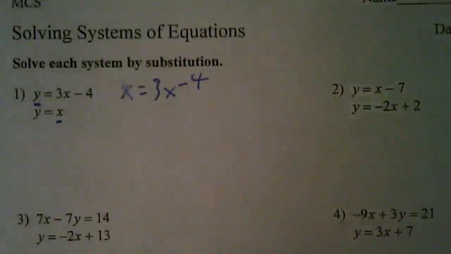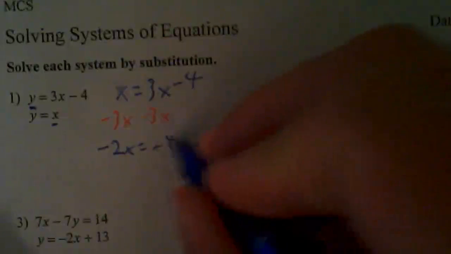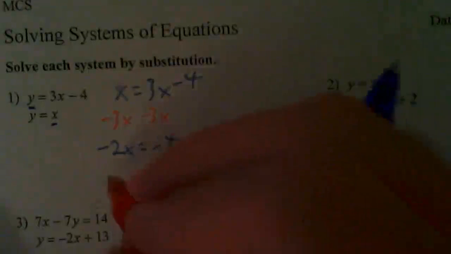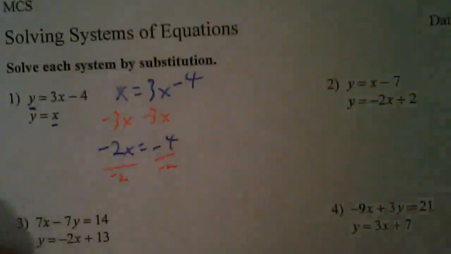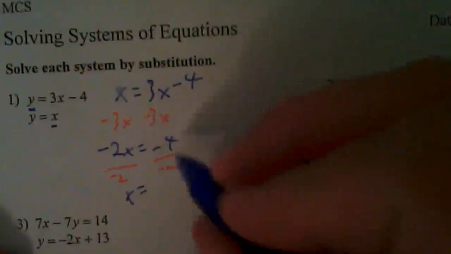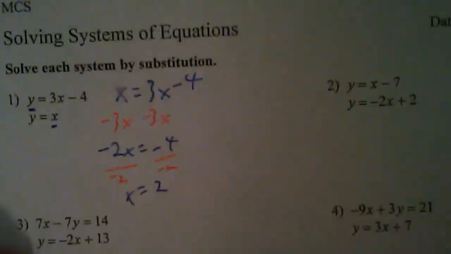So we can go ahead and subtract that 3x from both sides. So we have x minus 3x, that's going to give us negative 2x equals negative 4. Then take that 2, divide it off from both sides. So negative 2 being divided from both sides leaves us with x equals positive 2.